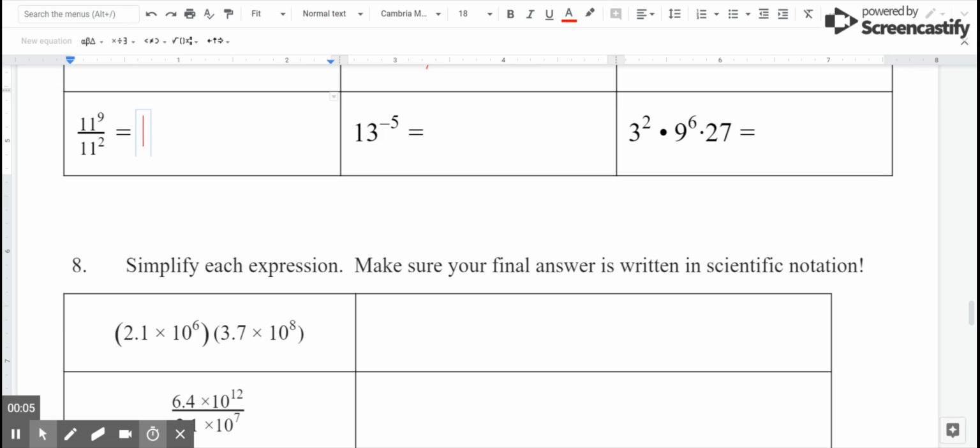For the first problem, 11 to the 9th power over 11 squared, I can use my rule for dividing powers there to take 11 to the 9 minus 2, or in other words, 11 to the 7th power.